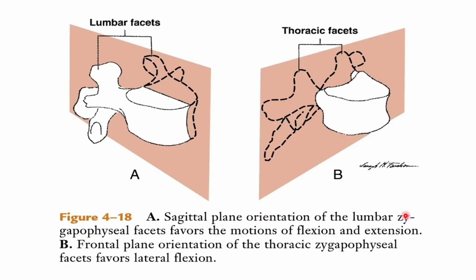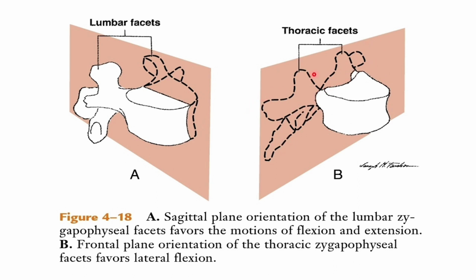A sagittal plane orientation of the lumbar facets favors the motions of flexion as well as extension, and the frontal plane alignment or orientation of the thoracic facets favors lateral flexion.